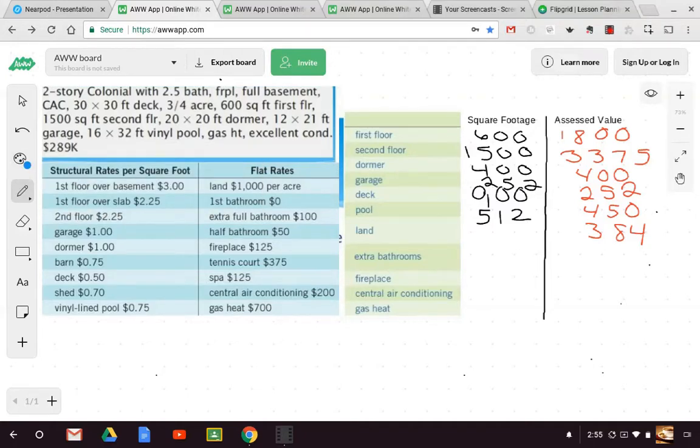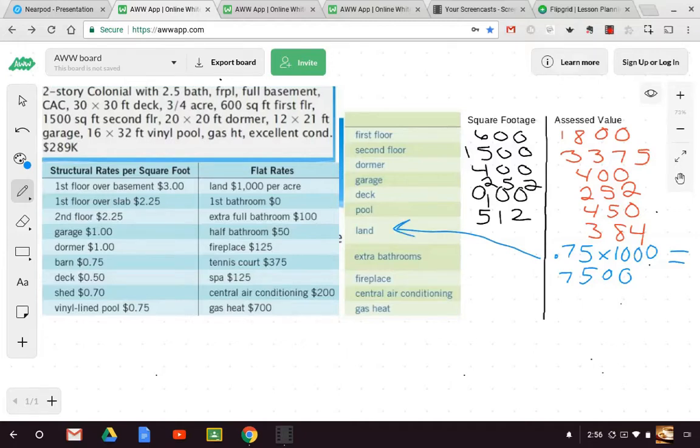So the first one is our land. Our land is 3/4 of an acre, and it says that our land is $1,000 per acre. So 3/4 is 0.75, or 3 divided by 4 is 0.75, times the $1,000 is going to give us for our land an amount of $7,500 there. So that one's going to go up with the land right there.